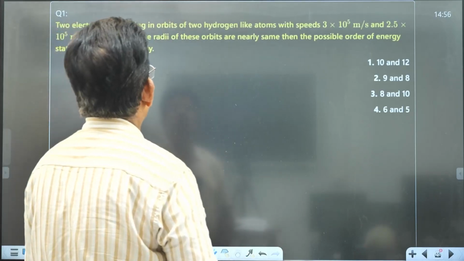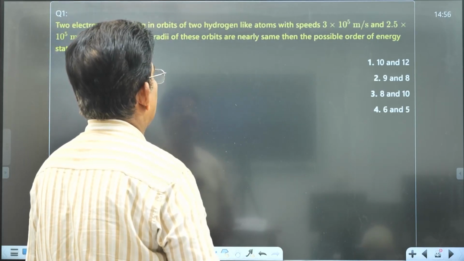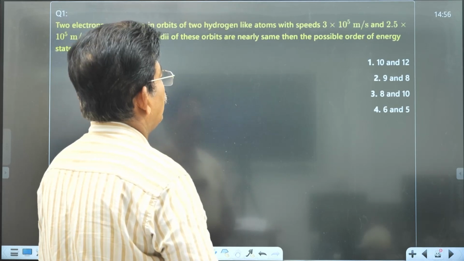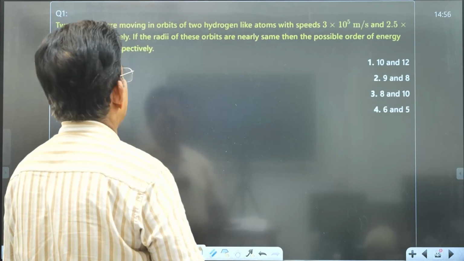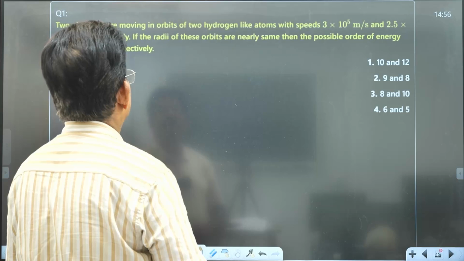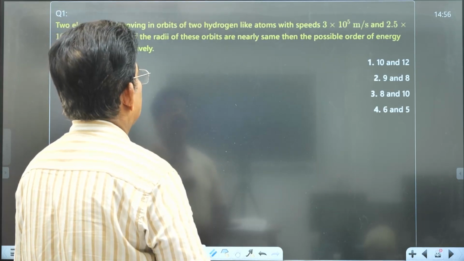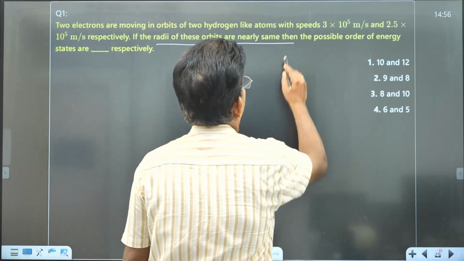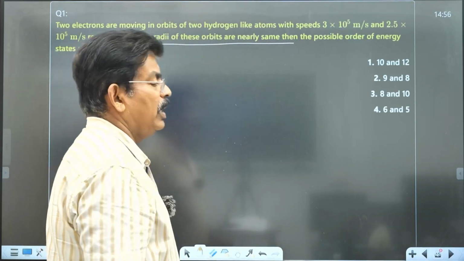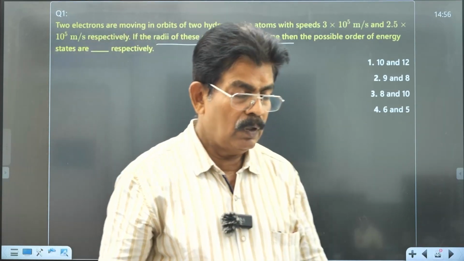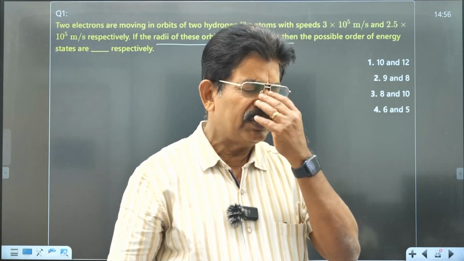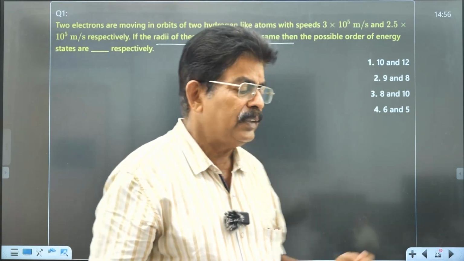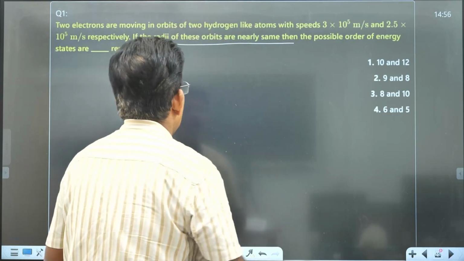Two electrons are moving in orbits of hydrogen-like atoms with speeds 3 into 10 to the power of 5 and 2.5 into 10 to the power of 5 meter per second. Radii of these orbits are nearly same. Then the possible order of energy states. I'm not going to the explanation given in the explanation material. I think there is a somewhat easier way of doing it.